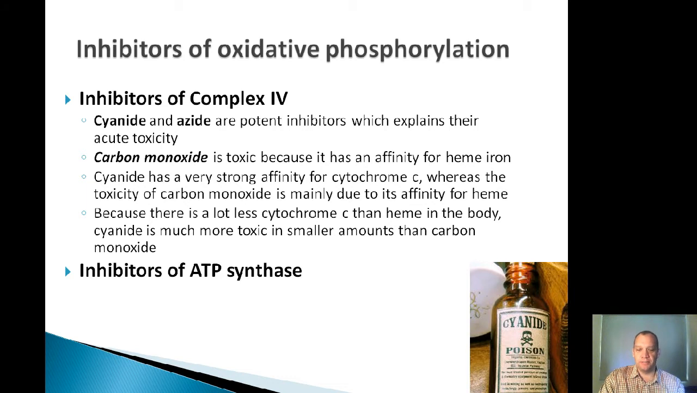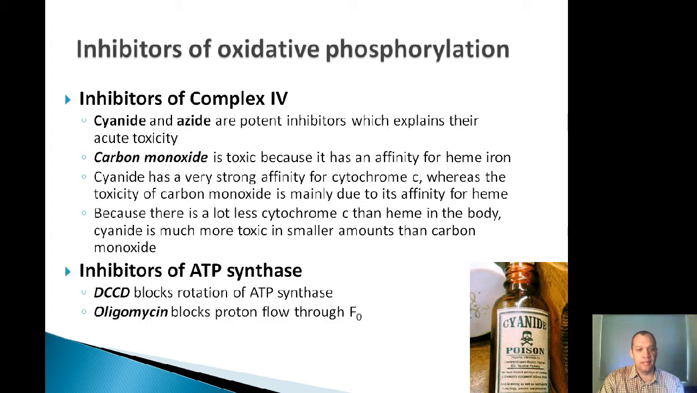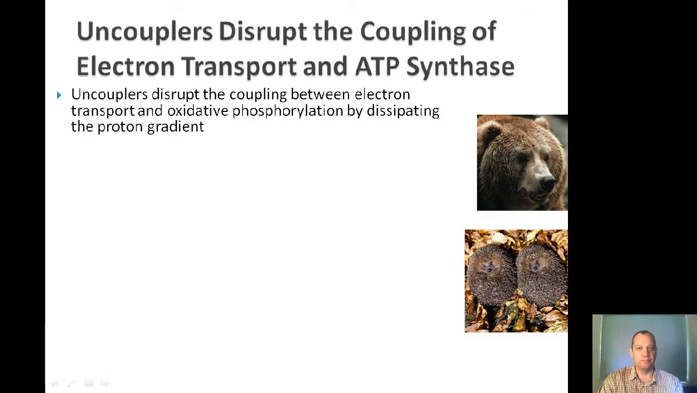There are also inhibitors of ATP synthase. There is DCCD, which blocks the rotation of ATP synthase, and you'll remember from the previous lecture that if the rotation of the ATP synthase is blocked, that means we won't have the conformational changes in the beta subunits of ATPase, and that means we cannot produce new ATP. There is also oligomycin, which blocks the proton flow through the F0 part of ATP synthase, and without the dissipation of the proton flow, again, ATP synthase cannot work, and we cannot have ATP production.